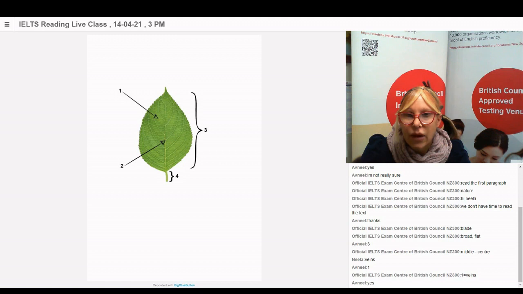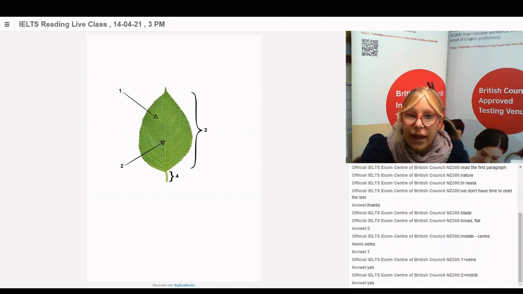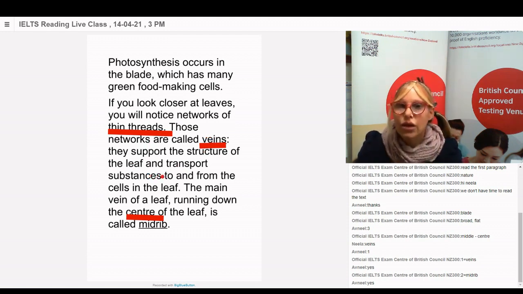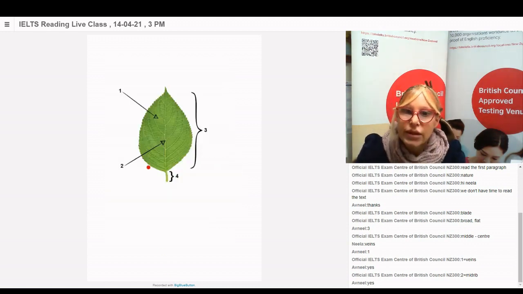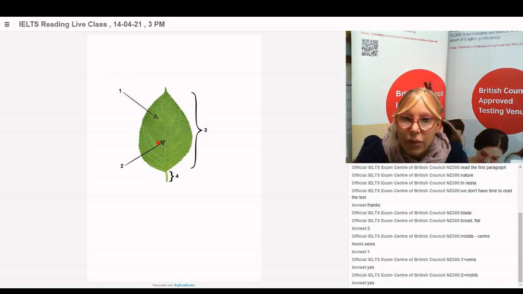The reason we've got that answer is because the veins support the structure of the leaf and transport substances to and from the cells in the leaf. Now, the problem with this picture in this Word document is that you can't really see the lines on the leaf. If you looked closely, you would see lines in the leaf which are very easy to see with a good picture. But this picture is not very clear.